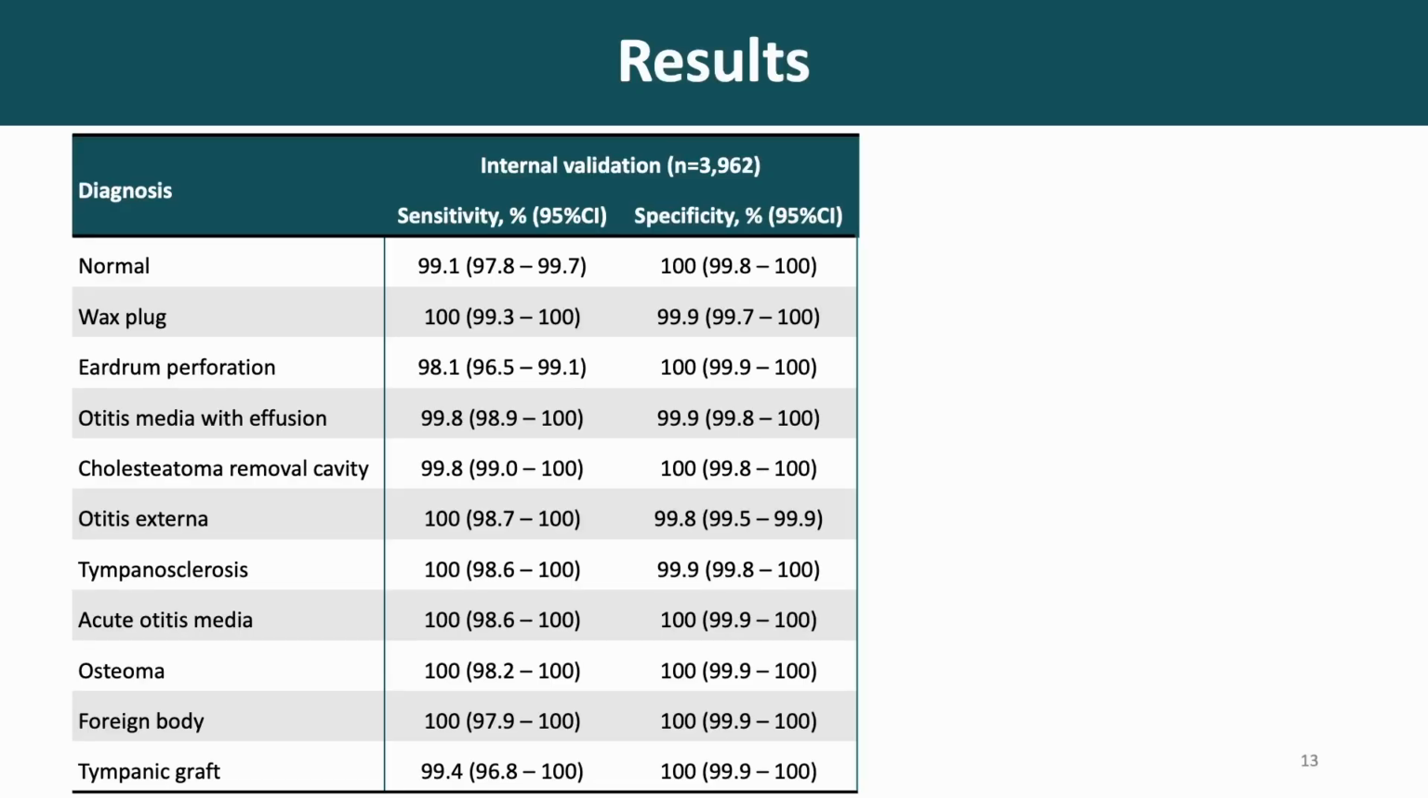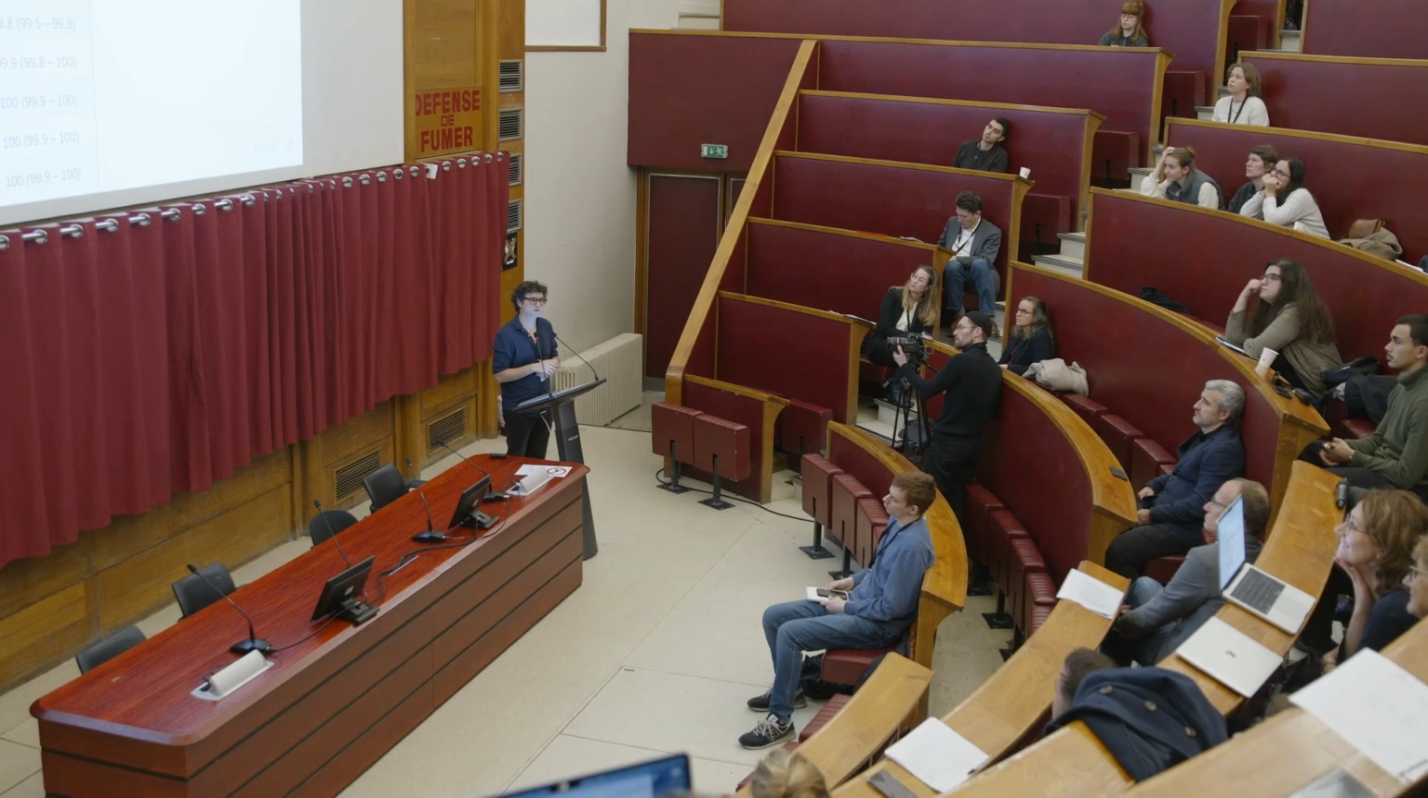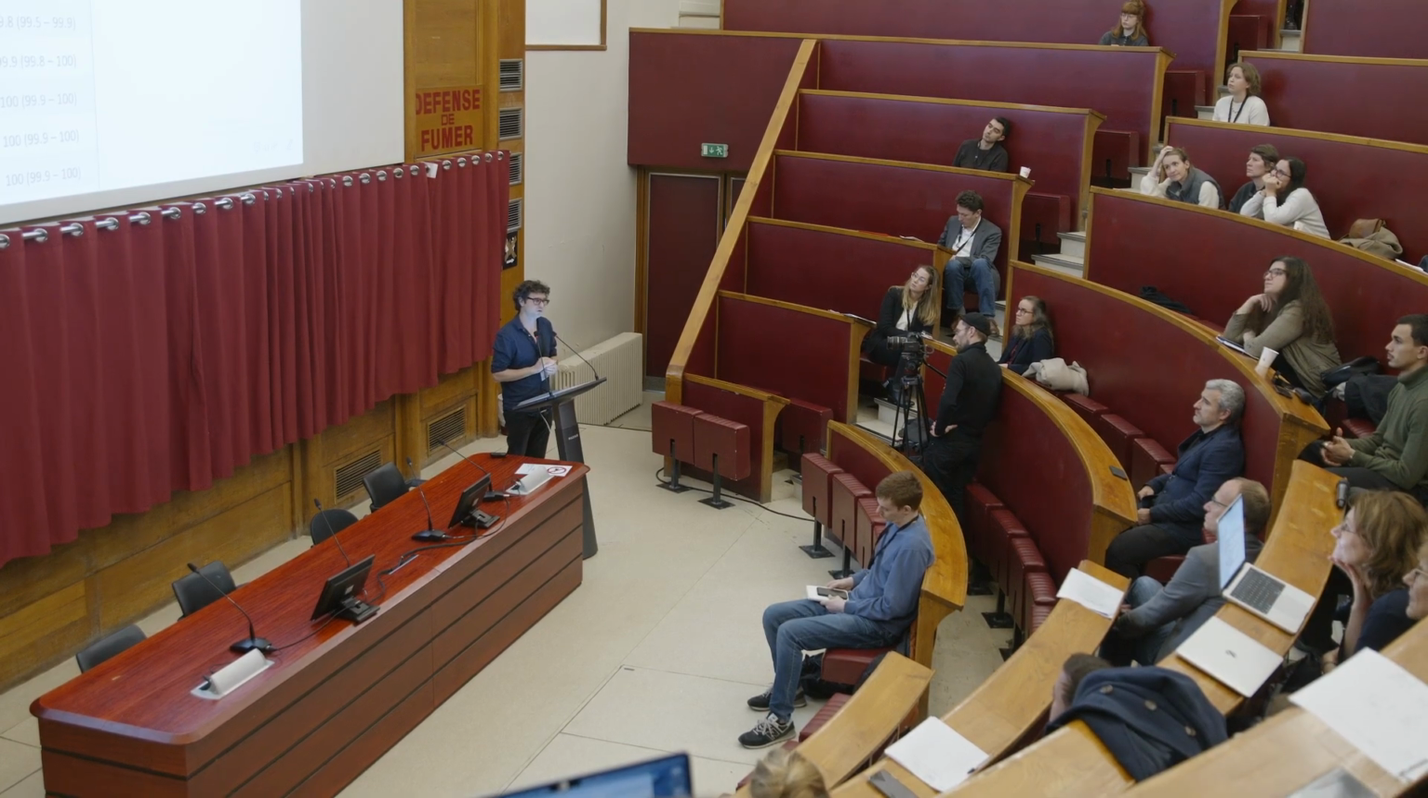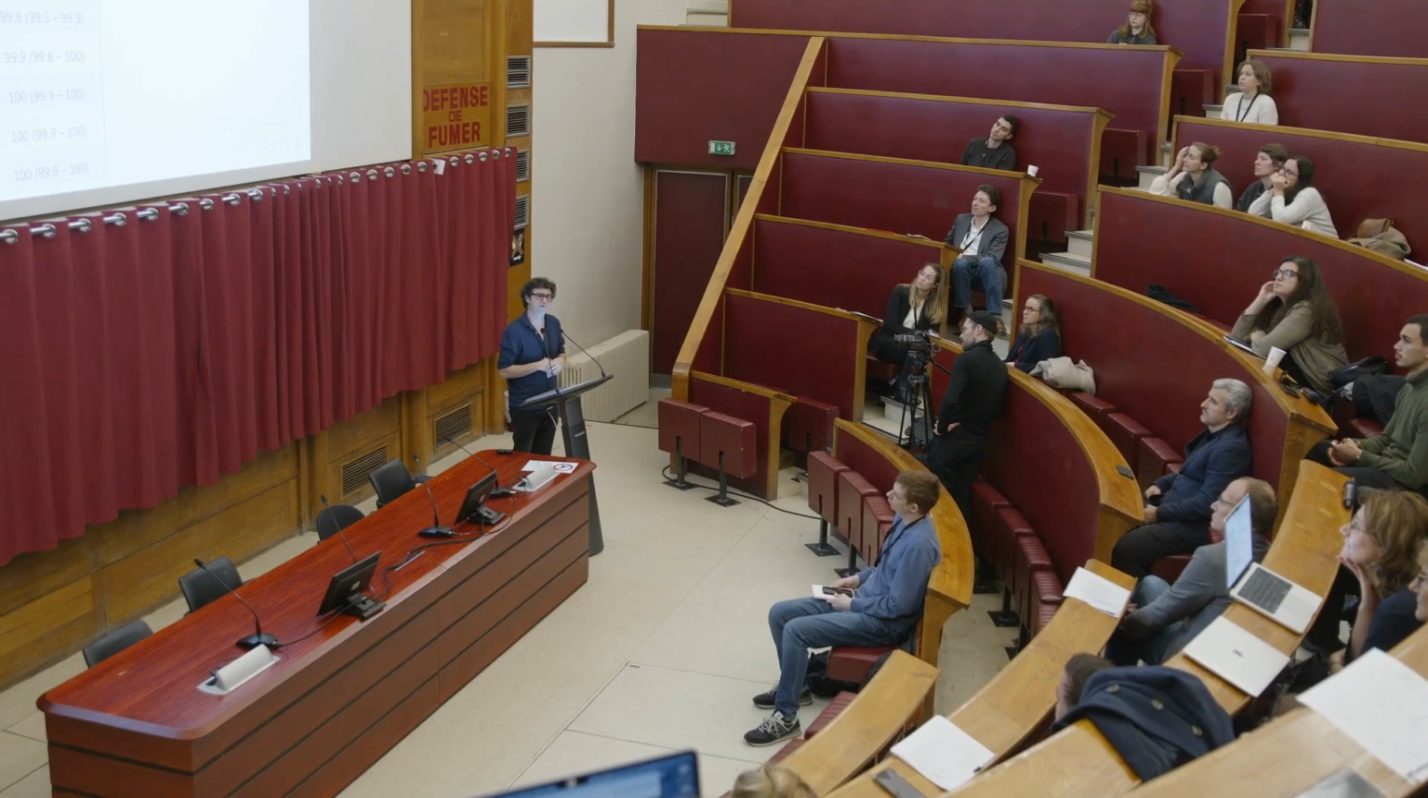And here are the results. So this is internal validation, on a subset of images, about 4,000. And as you can see, the model was making almost perfect predictions for all classes, with sensitivity and specificity very close to 100. So we could have stopped here and said, well, this is just perfect. It's almost never making mistakes.